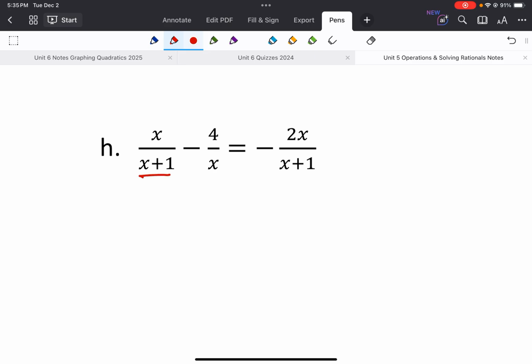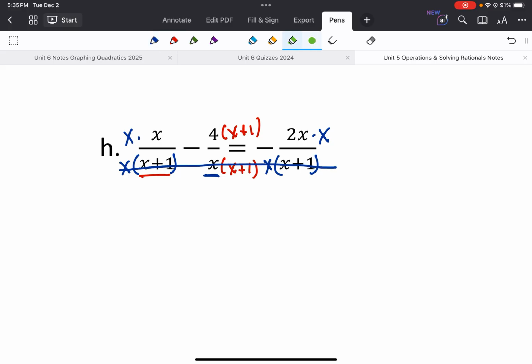This has an x plus 1, but this does not. And this one does. Okay, so we're good with our x plus 1s. We've got an x, but this does not. So don't need to print this either. And neither does this. I'm just going to put my other x over here. All right, so now we have a common denominator.